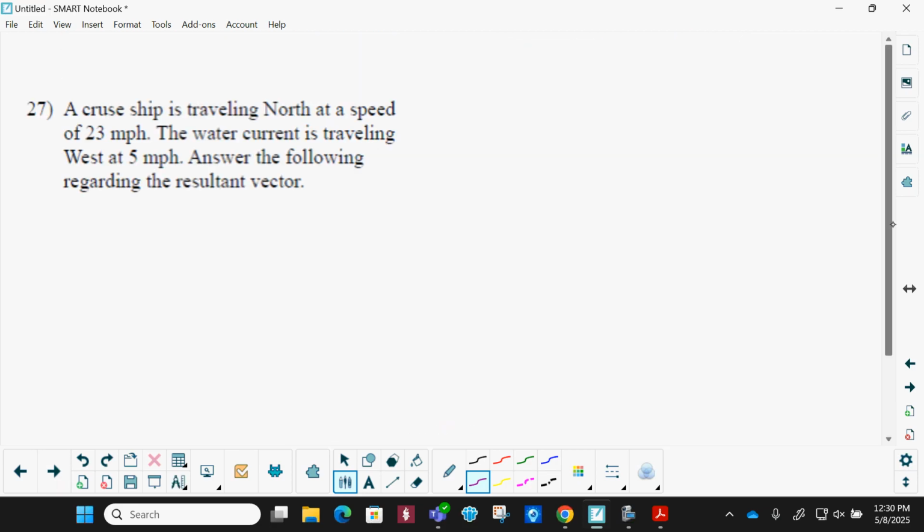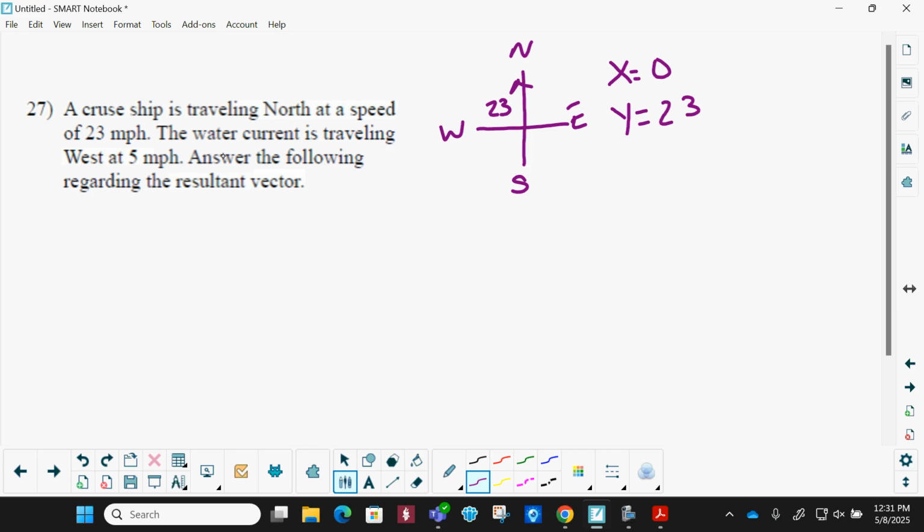Okay, here we go. A cruise ship is traveling north at a speed of 23. So if I were to graph this, remember north, south, east, and west. So I'm going north at 23. So that means my x value is 0 and y is 23. And then the water current is traveling west. So west would be over here at 5. This is an x value, but it's also pointed in the negative. So we're going to make that a negative 5 and y equals 0.